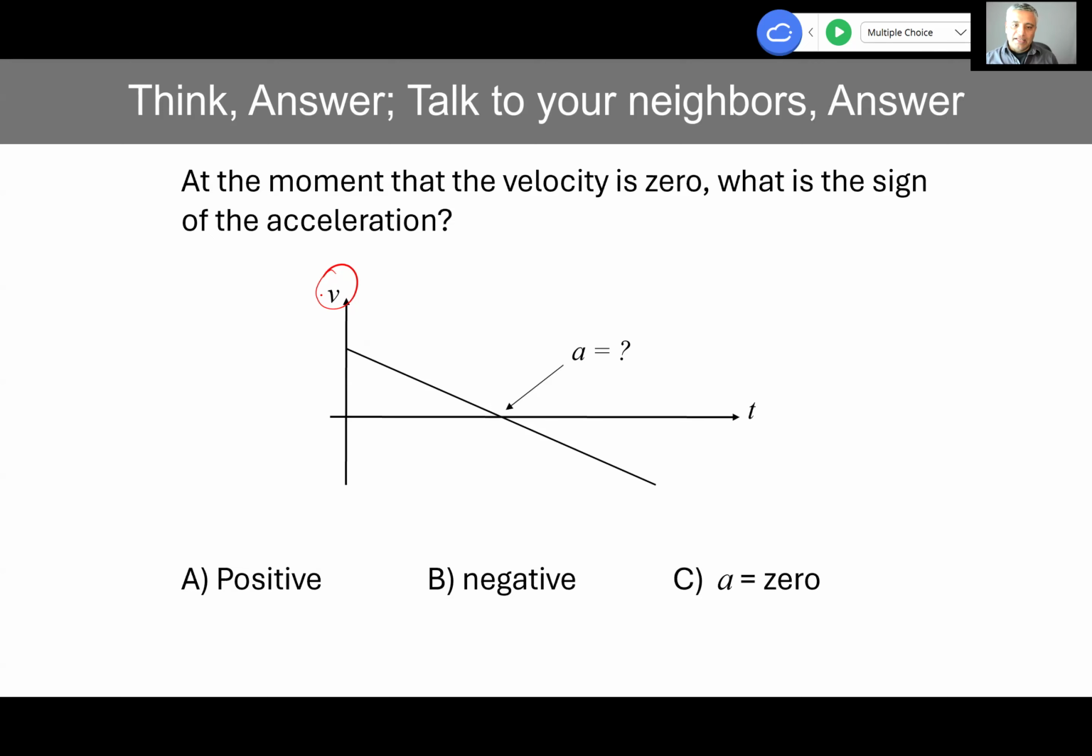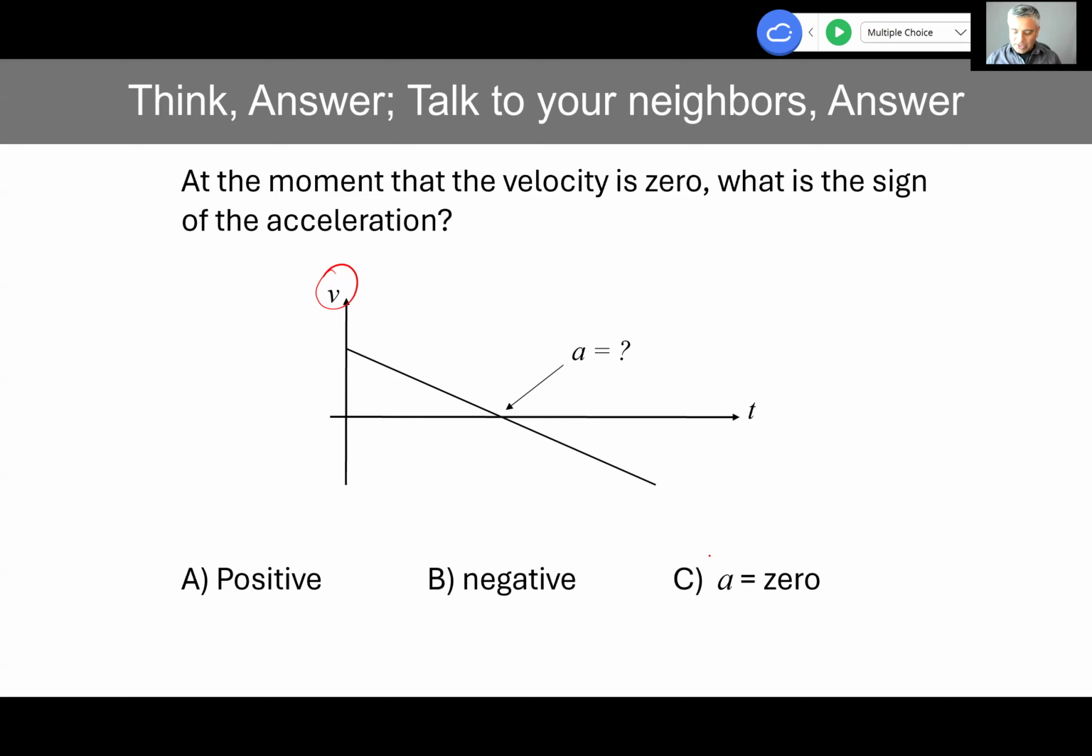And how do we find acceleration from a velocity versus time graph? How do you do it? How do we find acceleration? Slope, yes, exactly. So we look at the slope, okay? And this is sloping downhill, which means negative.